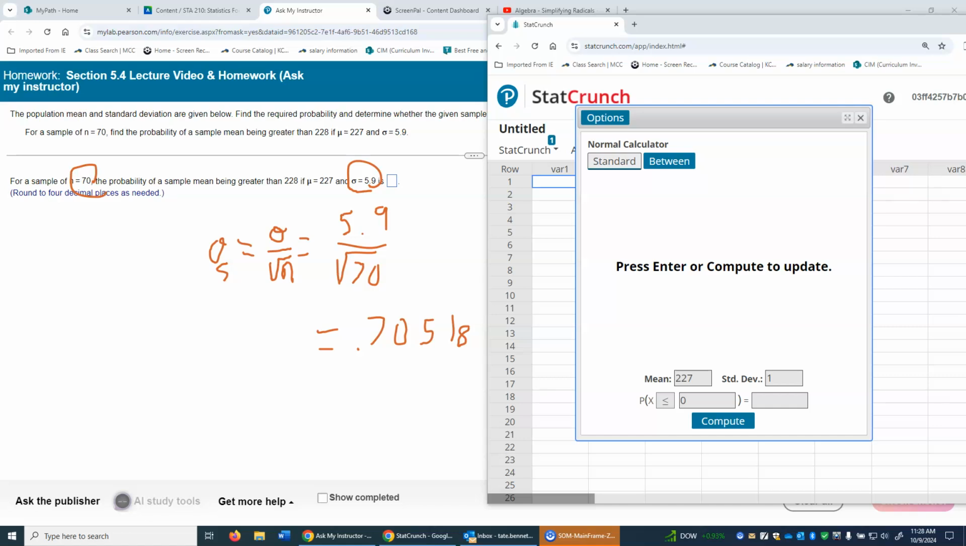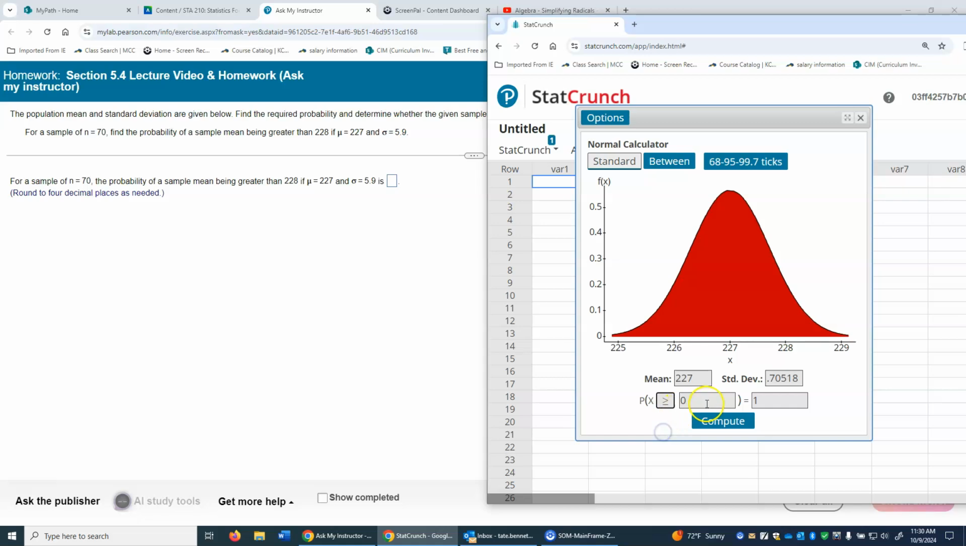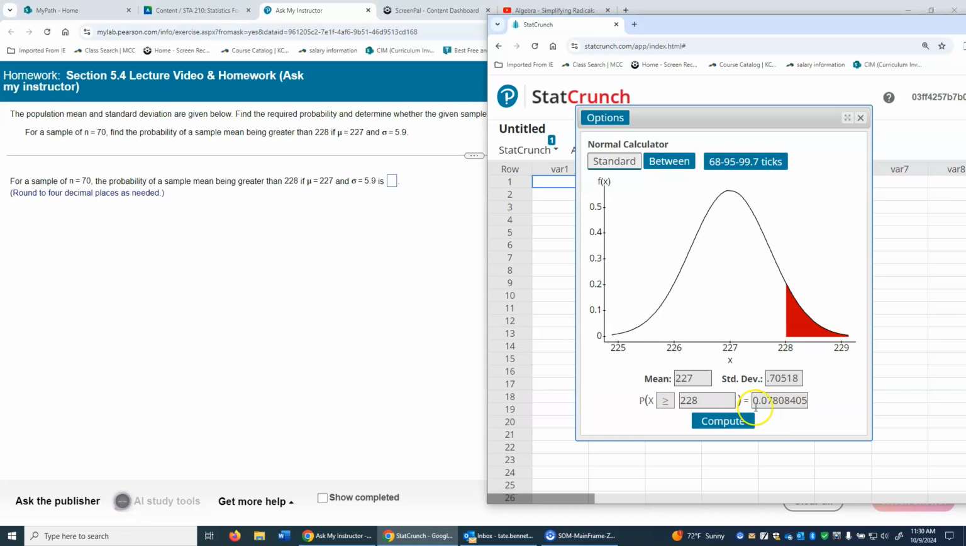Let me get out this drawing tool and I'll put in here the 0.70518. And then we want it to be greater than 228. So we put that in here, 228, and we say compute. And we see we get a rather small 0.078. So that would go here. And that's not going to be unusual because it is greater than 5%. Hope that helps.